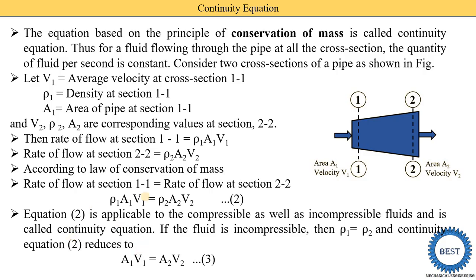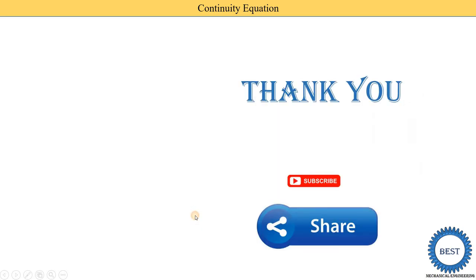But when you study computational fluid dynamics, different types of gases and air are taken as examples. At that time we need to use the equation where, for air or gas, the density also changes. So for compressible fluids we use this equation, and for incompressible fluids we use the other equation. Means for liquids we use one equation, for air or gas we use the other.